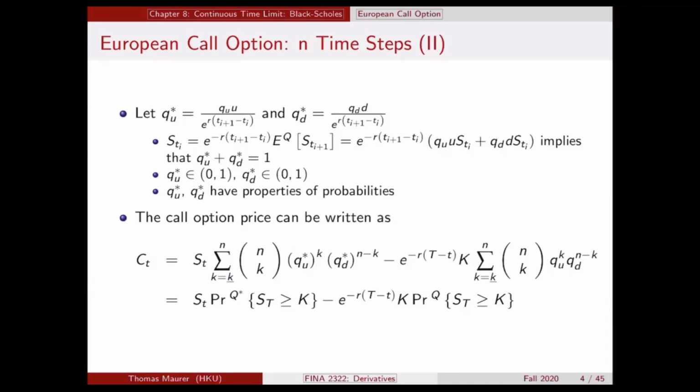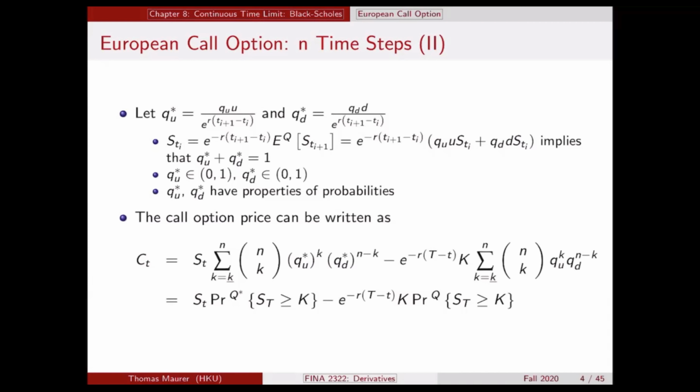Now, we introduce one more new thing, and this is this q star variable, QU star and QD star, where QU star is just defined as the risk-neutral probability QU multiplied by gross return U divided by that gross return of the risk-free asset. And QD star is defined as the risk-neutral probability QD of movement down in the tree times the gross return D divided by the risk-free gross return.